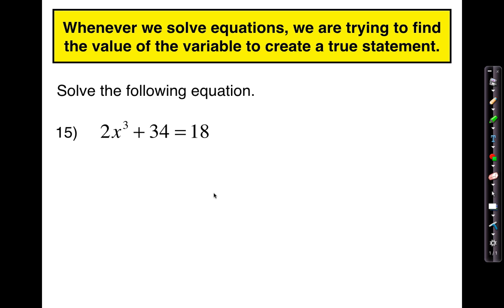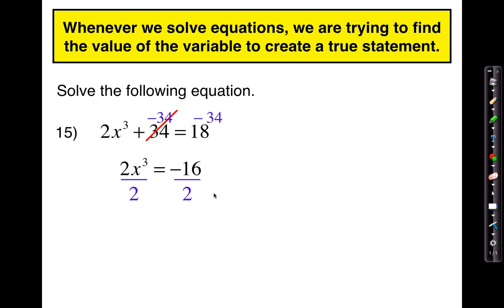Same idea. We're going to first get rid of the constant by, in this case, subtracting 34 from both sides. Now you have to be very careful to make sure you have the correct sign. Here I will be left with 2x cubed equals negative 16. A lot of students are going to forget about the signs, and then it's going to jeopardize their entire answer. So be very careful that you make sure is your sign positive or negative.